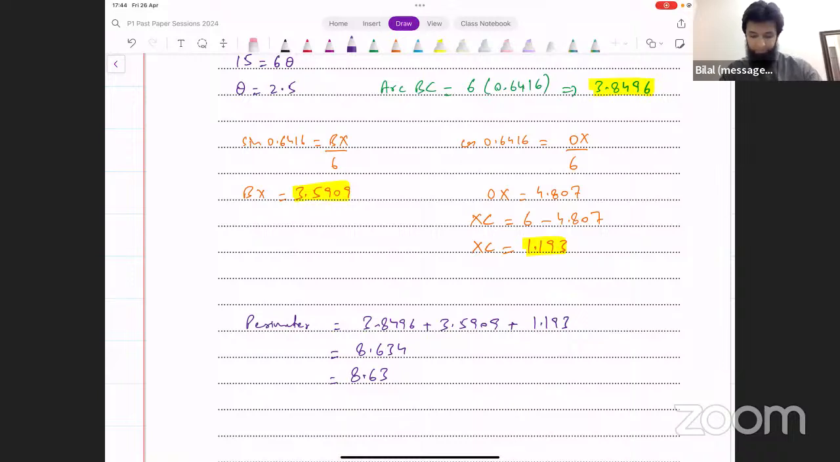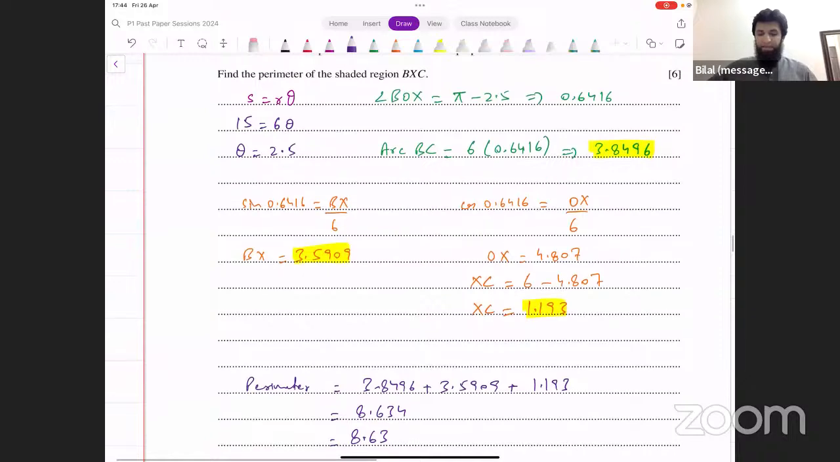Is that okay? Abdullah, I don't understand your question. Could you rephrase that maybe? What do you mean subtract arcs from triangle? Triangle is a shape, arc is something else. Okay, good. All right. That's the perimeter, okay?